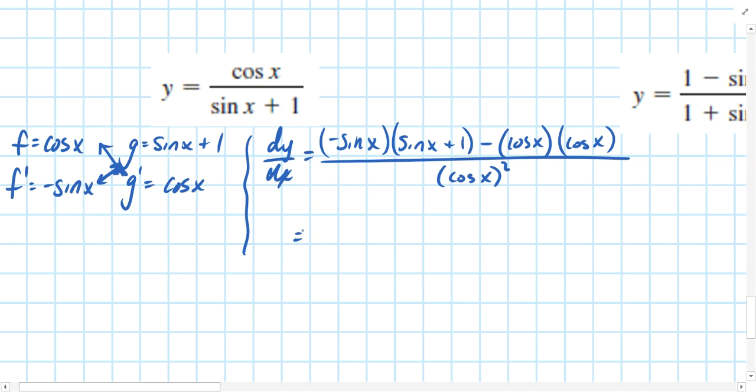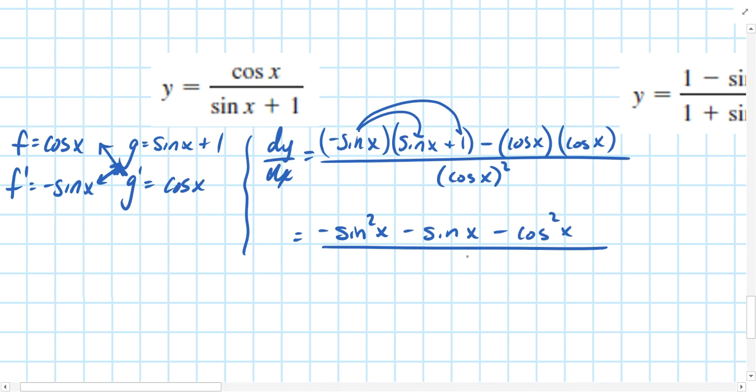You'll see something interesting happen as we simplify the numerator. We've got negative sine x times another sine of x, so that's a negative sine squared of x. And the negative sine x times 1. I don't want that to look like two separate distributions. This is just one term distributing twice. So negative sine x times 1 is minus sine x. And here we have two cosines that are multiplying together, which make negative cosine of x squared. And in the denominator, we have cosine of x squared as well.